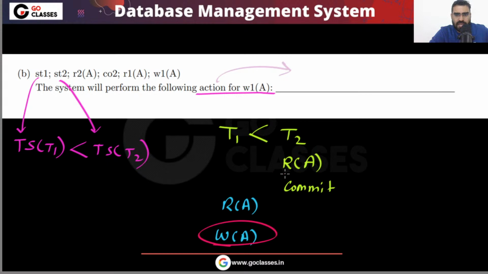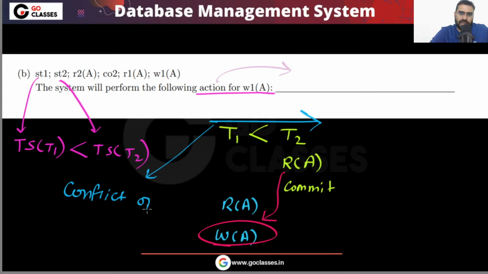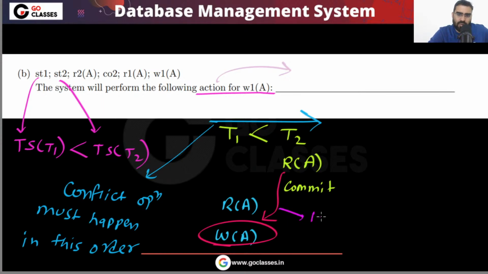The answer is very simple. This will be rollback. Yes or no? Because this is not allowed. Correct. Remember, this is the serializability order. This is the order of conflict operations. Conflict operations must happen in this order. So you can easily see that this is definitely not allowed.